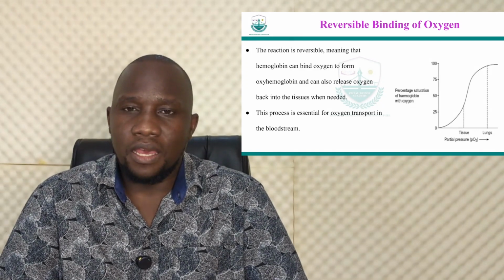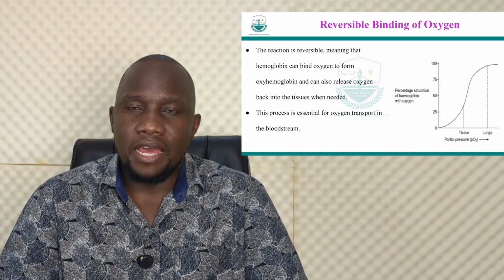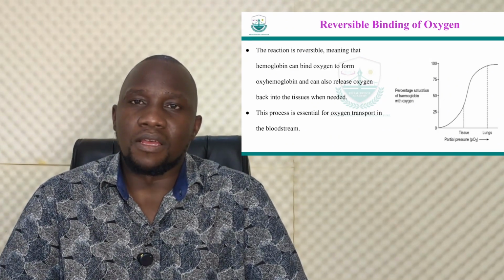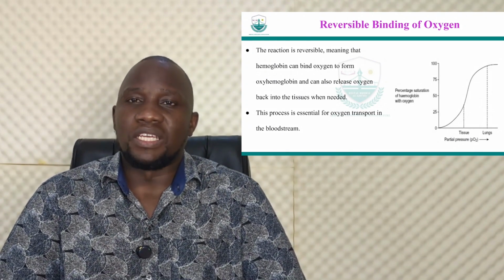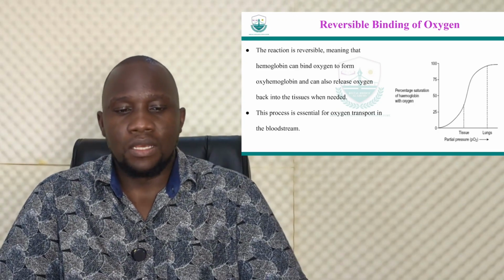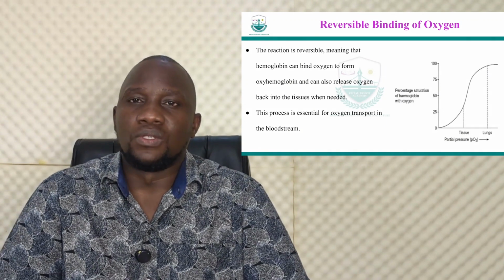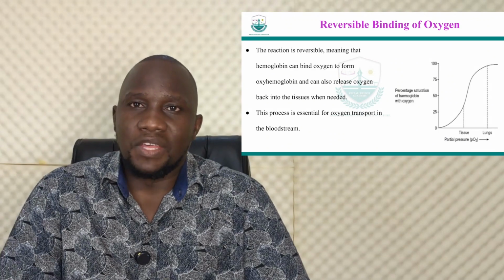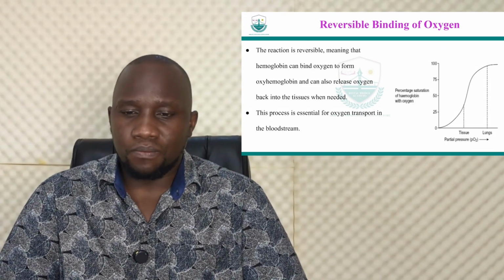Okay, so here we are illustrating that the combination of hemoglobin and oxygen is actually reversible, and that is why oxygen can be released or be picked up depending on the oxygen concentration. And usually when we're talking about active tissues or respiring tissues, the oxygen has to be released. And then when you talk about the alveoli, the oxygen has to be picked.